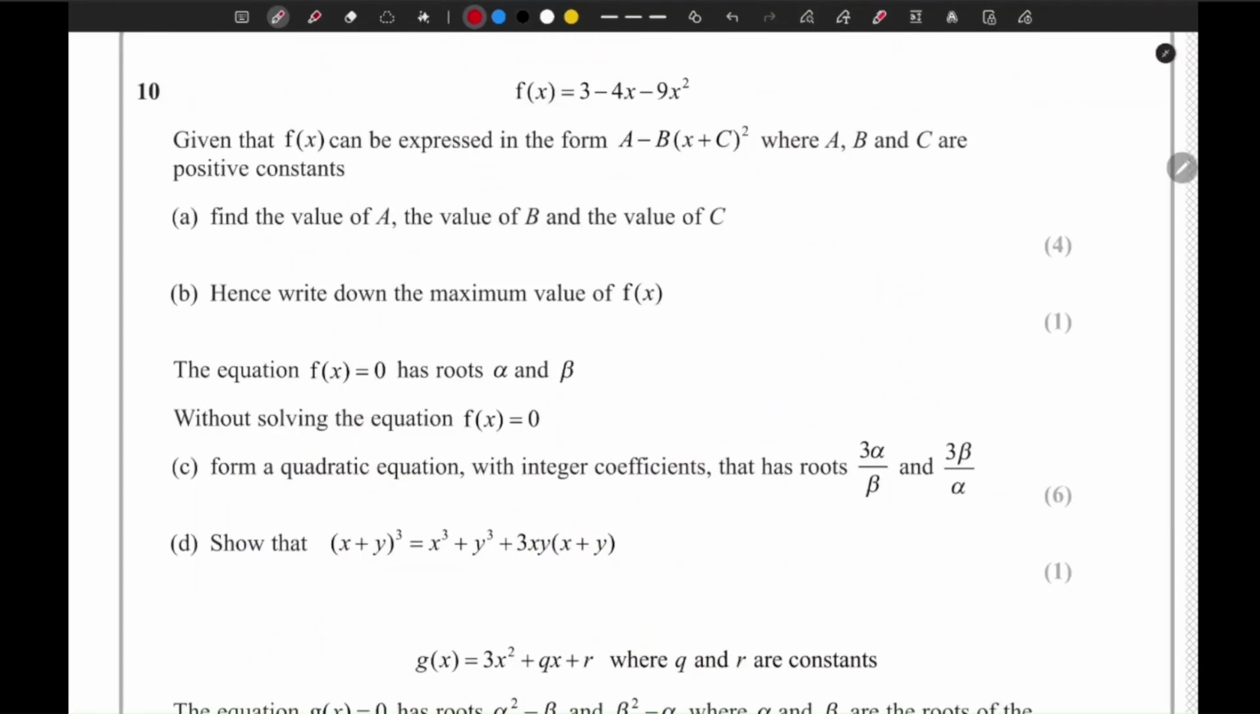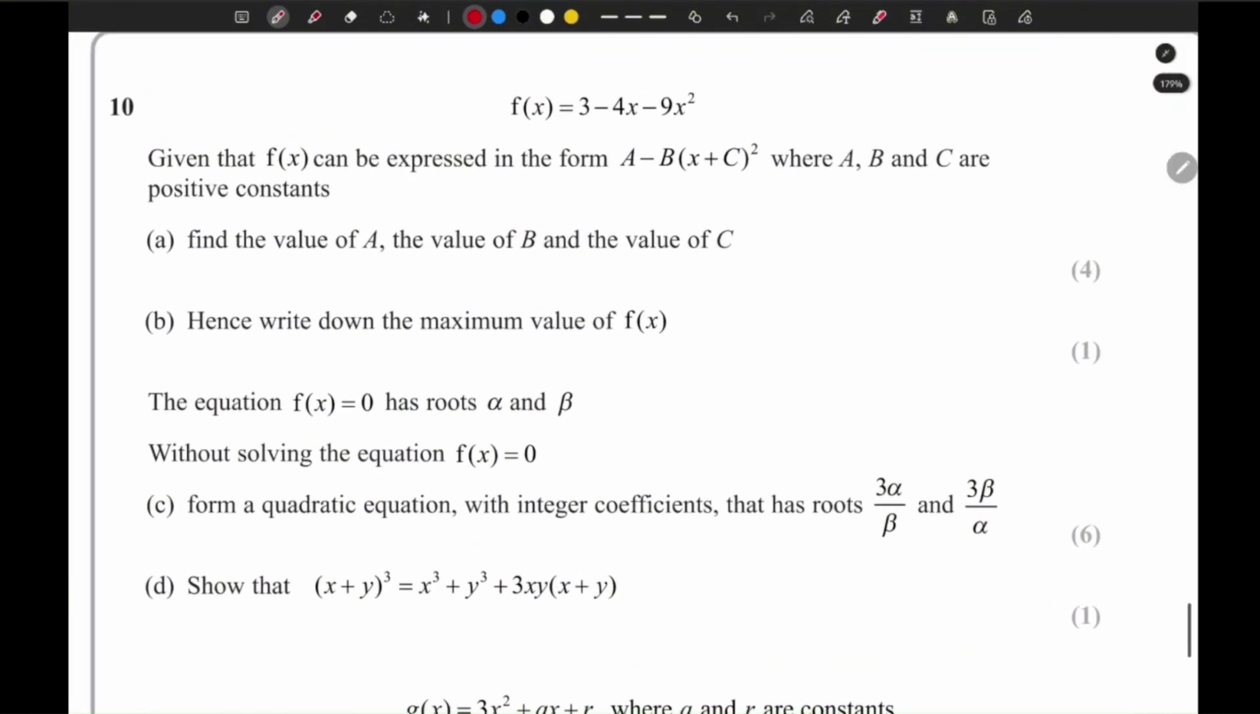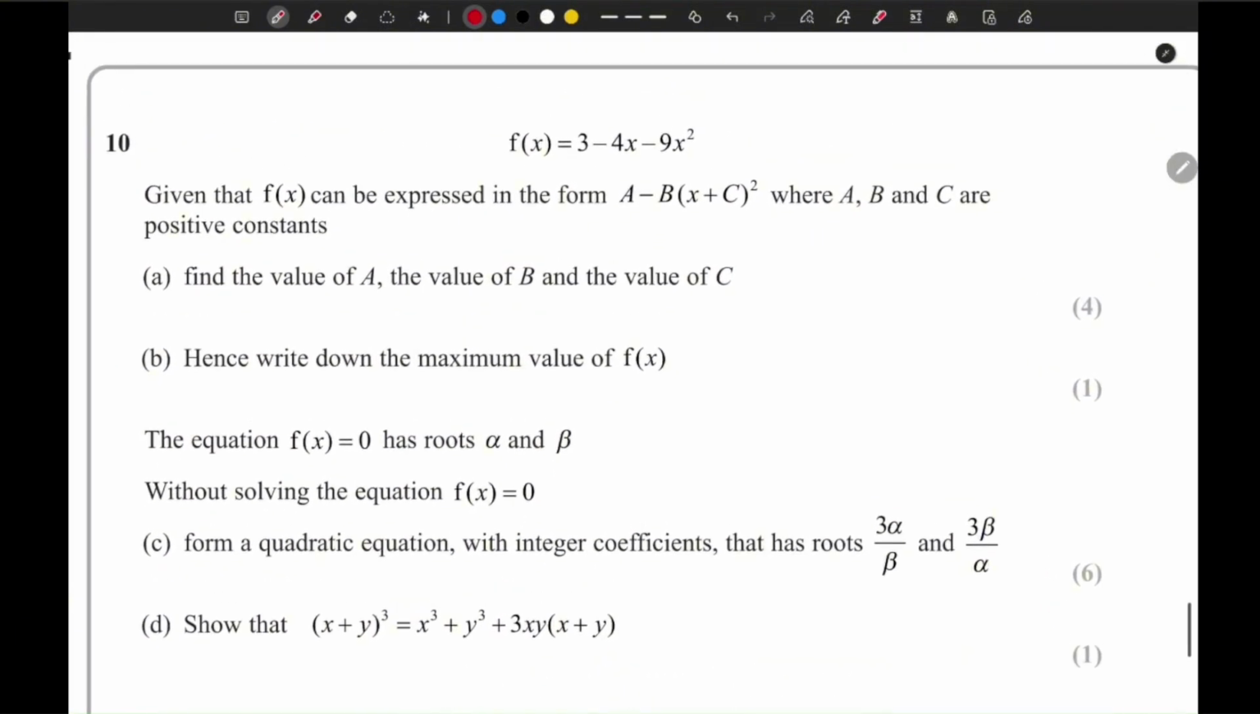Now moving on to the last question of the paper. We are given an equation of f(x). First of all, we need to write f(x) in a perfect square form.